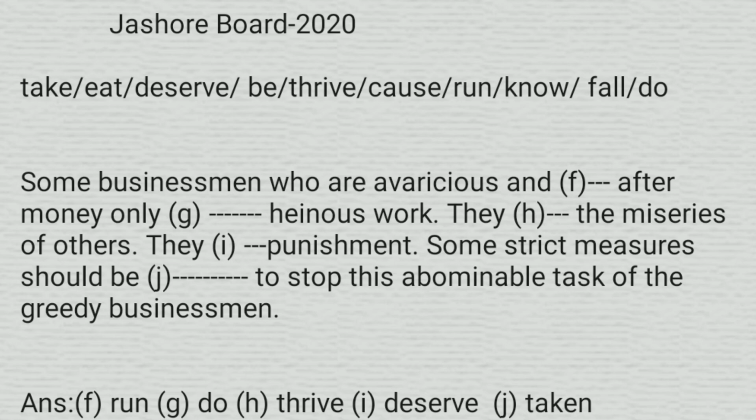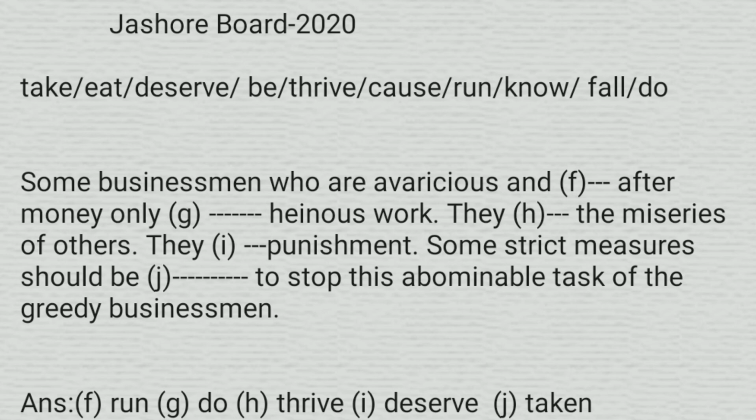They dash the miseries of others. The answer of A will be thrive. They thrive the miseries of others. They dash punishment. Here the suitable word for I is deserve, so the answer will be deserve.